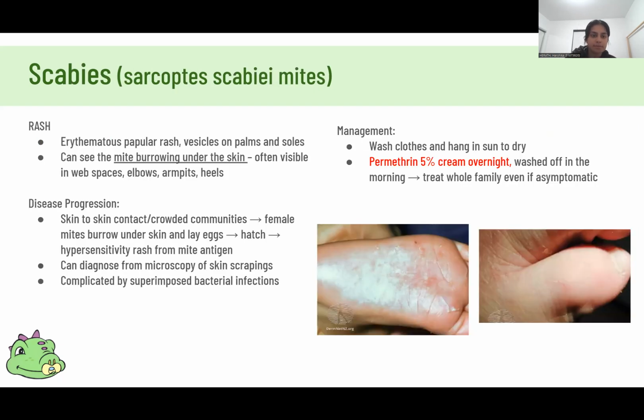Cool. So scabies is essentially just mites burrowing under the skin. It's not great. The female mite burrows under the skin and hatches eggs. The eggs then release antigens, which creates an immune response and a hypersensitivity reaction, which causes the itching. For treatment, it's permethrin cream, and then you also treat the entire family as a preventative measure.